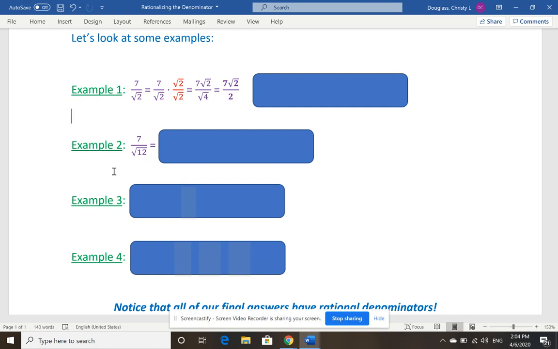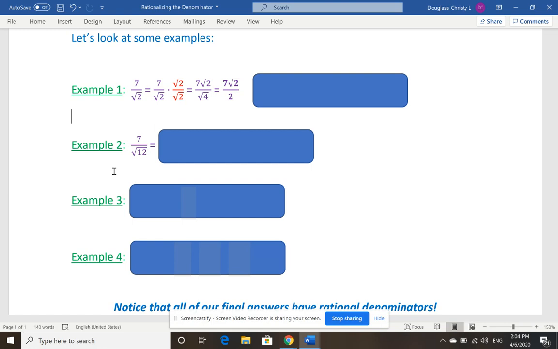But you would need to simplify this radical in the end, and I'm trying to avoid that. So what I want to try to do really is multiply by the smallest thing that I possibly can to create a square number in my denominator. So let's think about what the square numbers are.